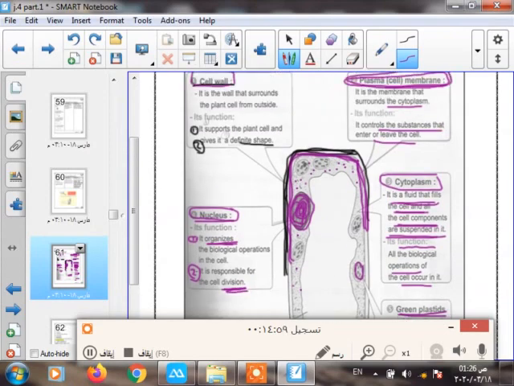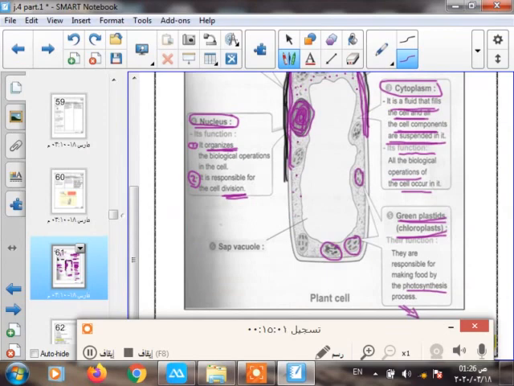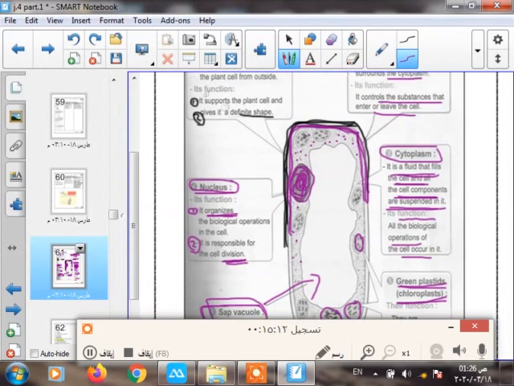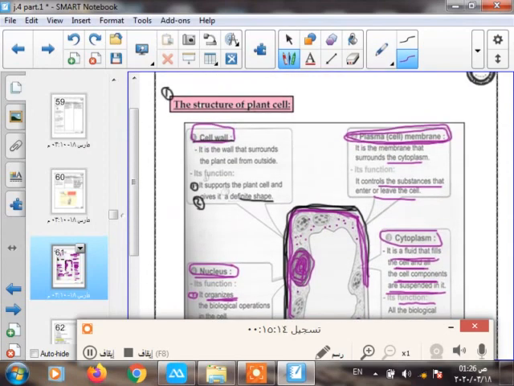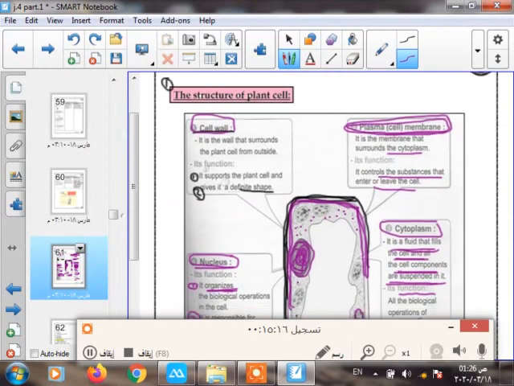And we have a sap vacuole. Here inside we have a space, which is called the sap vacuole. So how many parts do we have for the plant cell? Six.